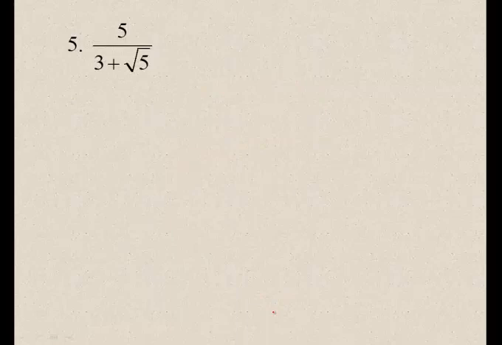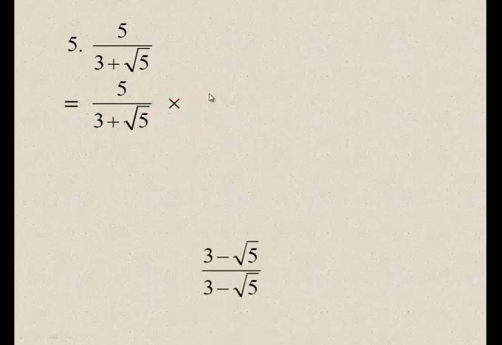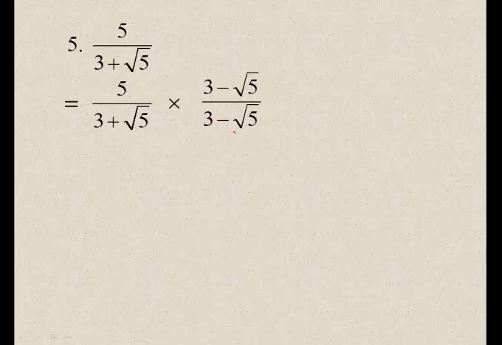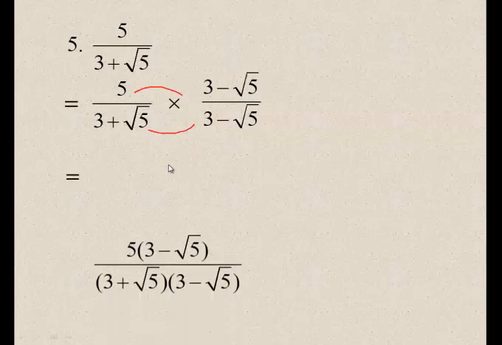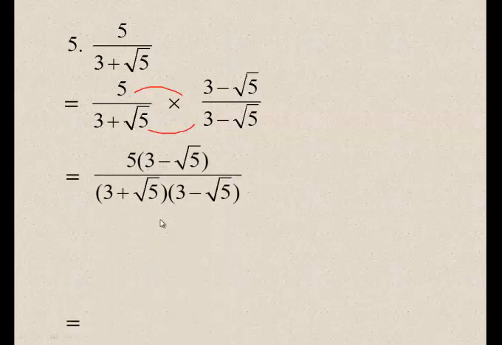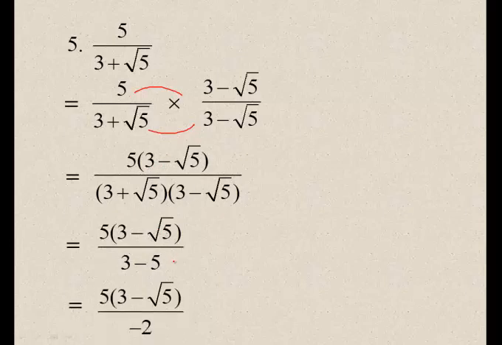Number 5. Number 5, conjugate. I need the conjugate of this. This is equal to 5 divided by 3 plus root 5 multiplied by 1. And in this case, 1 is equal to 3 minus root 5 over 3 minus root 5. Multiply, multiply. You should end up with this step, which will now lead you to that step and lead you to the final answer. Is that correct? Correct.